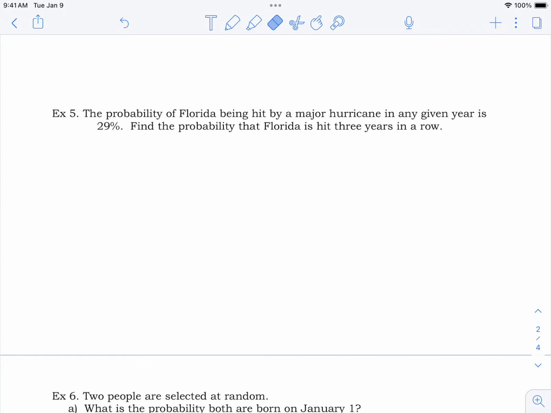Okay, you want 3 in a row? Well, the chance of doing it 1 year is 0.29. You want to do it again, you'd multiply by 0.29. You want to do it again, you'd multiply by 0.29 again. So 3 times in a row means 0.29 times 0.29 times 0.29, which is 0.29 to the 3rd power, which is 0.0244 on your calculator, which if I slide my decimal over, it's about 2.44%.